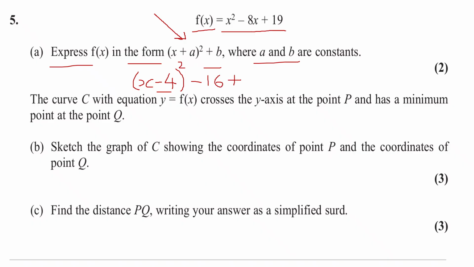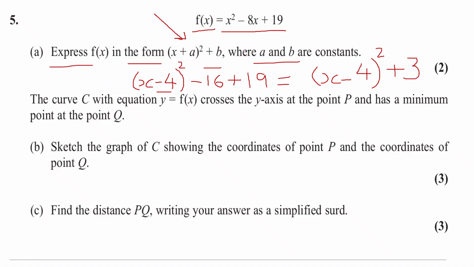After that, guys, all we do is simplify, so collect our like terms. This is going to simplify to (x minus 4) all squared, plus 3. So minus 16 plus 19 is plus 3.